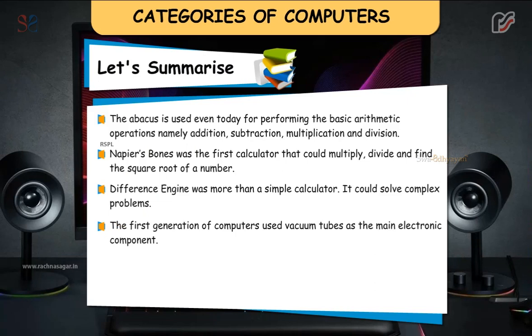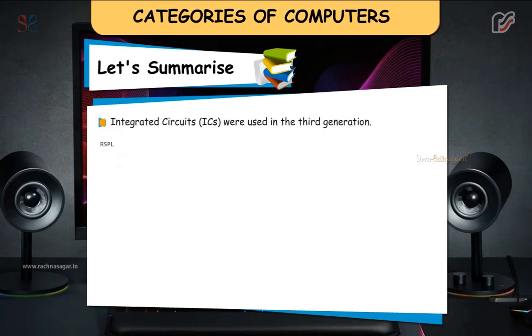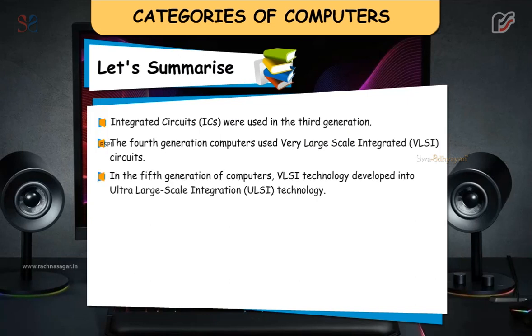The first generation of computers used vacuum tubes as the main electronic component. In the second generation of computers, vacuum tubes were replaced with transistors. Integrated circuits (ICs) were used in the third generation. The fourth generation computers used very large-scale integrated VLSI circuits. In the fifth generation of computers, VLSI technology developed into ultra-large-scale integration, ULSI technology.